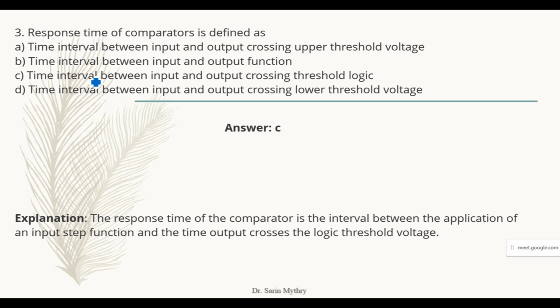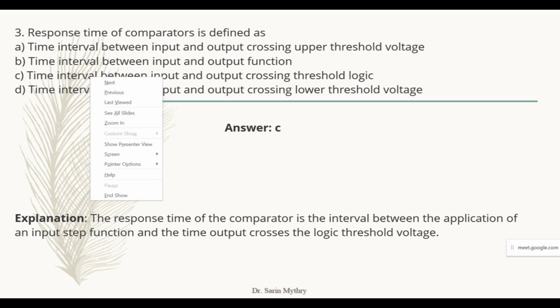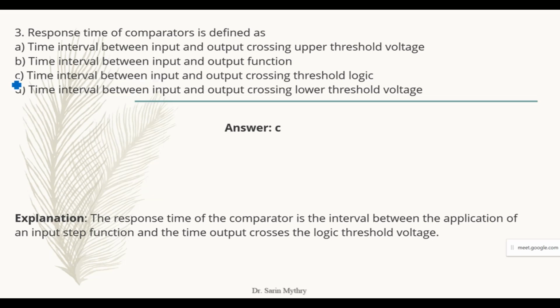In the response time, it is the time period between when you apply the input voltage and when some output is obtained. That output has to cross the threshold voltage. So from the point the output crosses the threshold voltage back to the application of the input, this time period we call the response time of a comparator. Then what is the hysteresis voltage? It is the period between the upper threshold voltage and the lower threshold voltage. So now we have covered two questions. As per this particular question, your answer is C. The third one is your correct option.